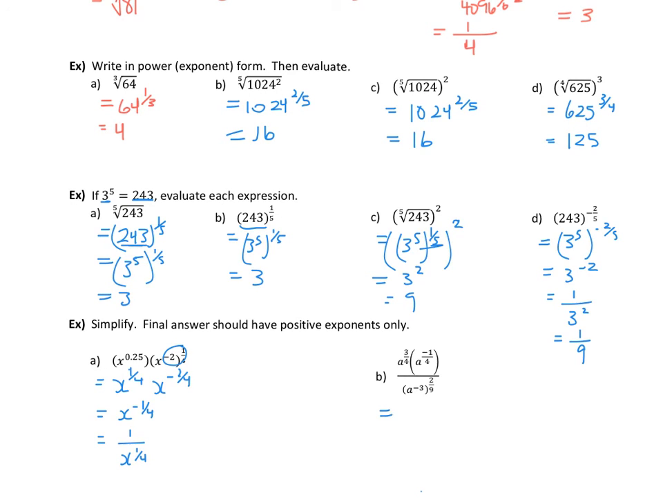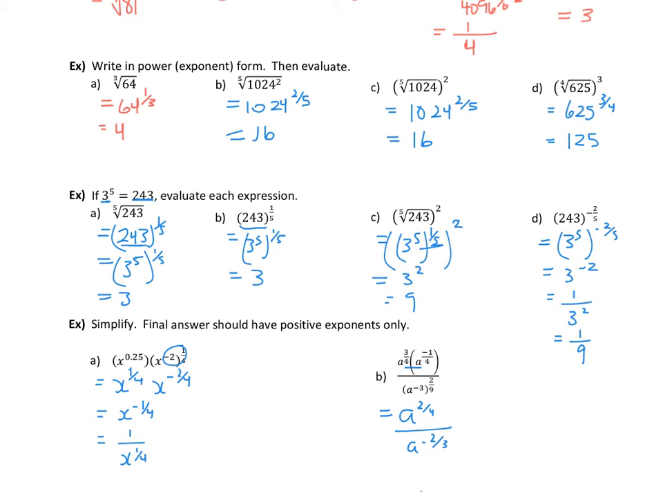The last one here, we have bases are the same, and we're multiplying. The rule is we're going to add those exponents together. So 3/4 add negative 1/4 would be 2/4, or 1/2. On the bottom, we're going to have a negative 3 times 2/9, so that's negative 6/9, which in lowest terms would be negative 2/3.